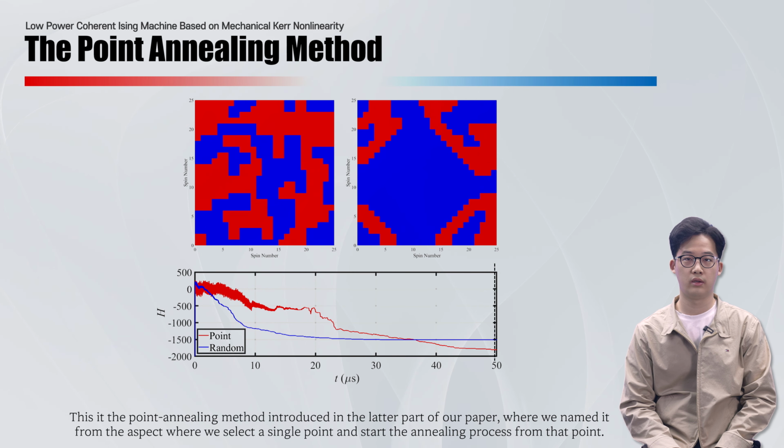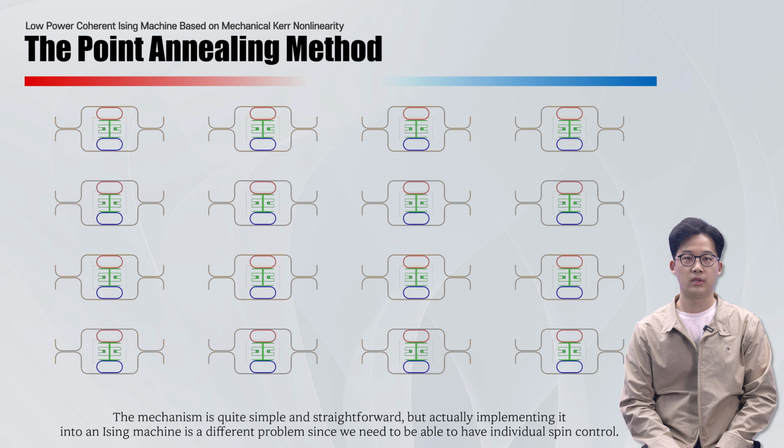This is the point annealing method introduced in the latter part of our paper, where we named it from the aspect where we select a single point and start the annealing process from that point. The mechanism itself is quite simple and straightforward, but actually implementing it into an Ising machine is a different problem since we need to be able to have individual spin control.